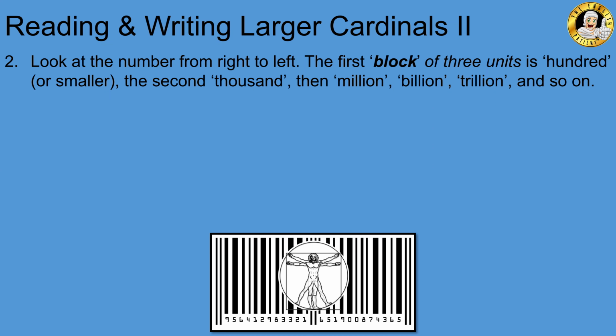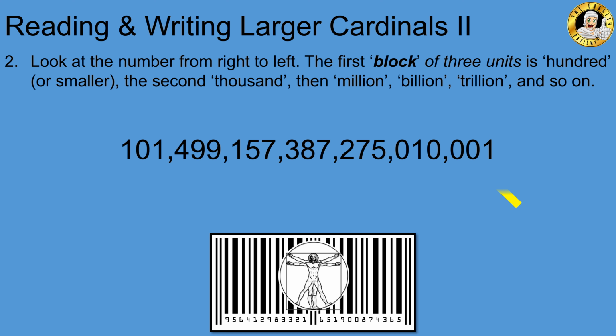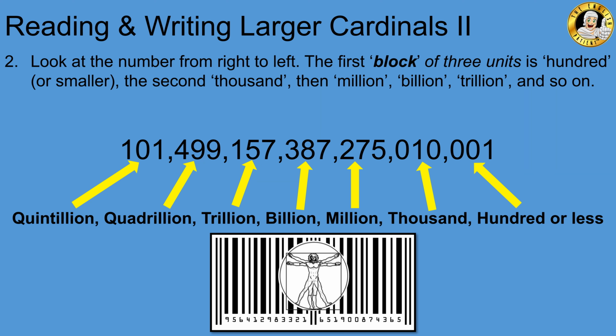Now look at the number from the right to the left. So again, looking at the right side first. The first block of 3 units is 100 or smaller. The second block is 1,000, then million, billion, trillion, quadrillion, quintillion, sextillion, septillion. And then you identify which is which.